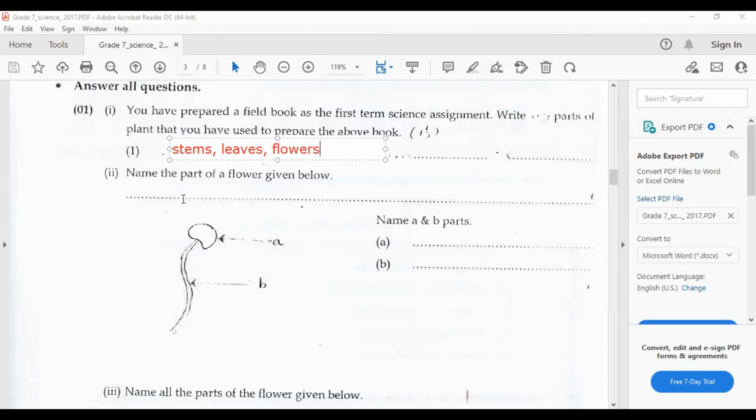like that. Name the part of a flower given below. Here A is the anther, B is the filament.